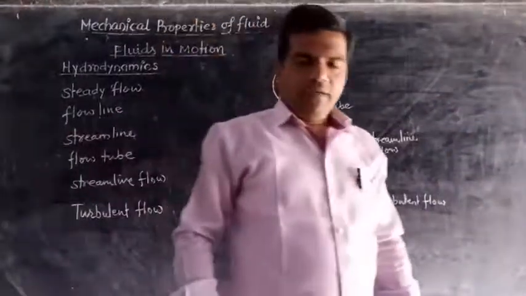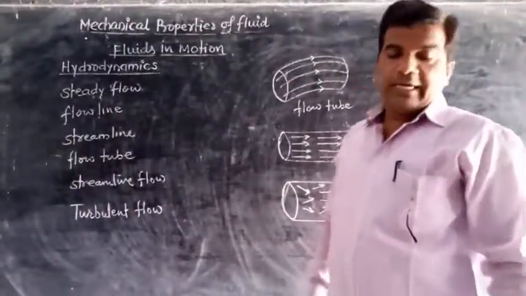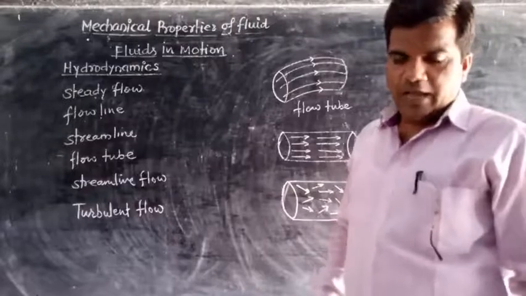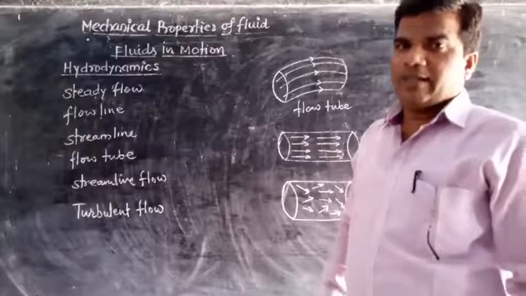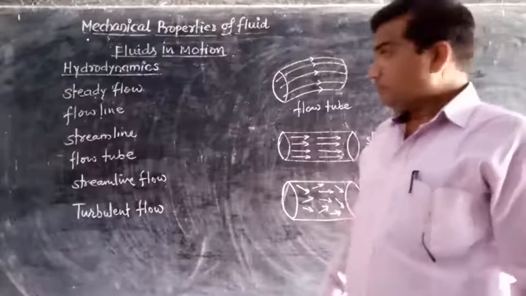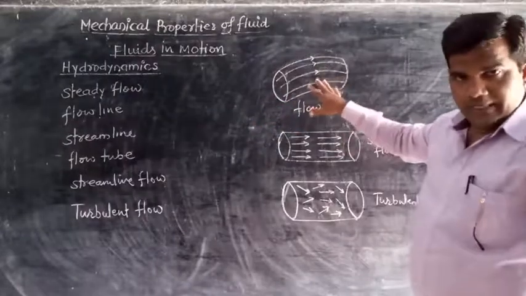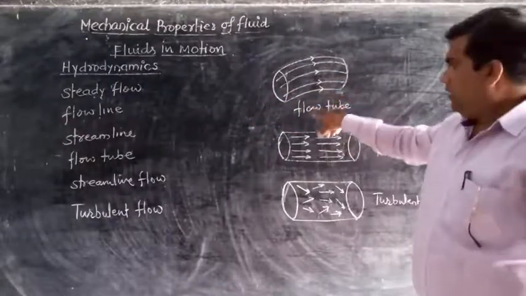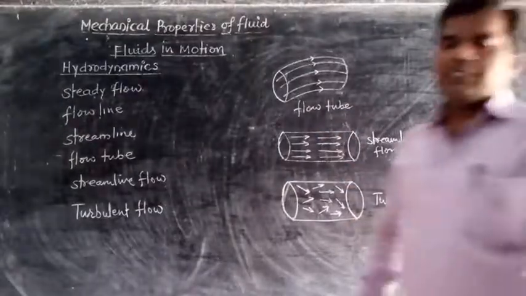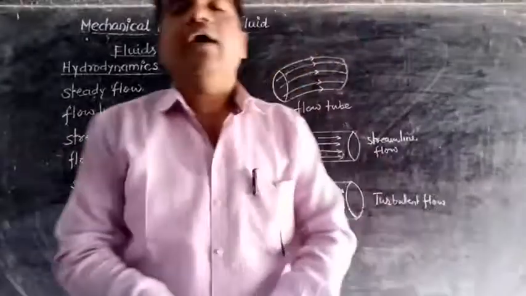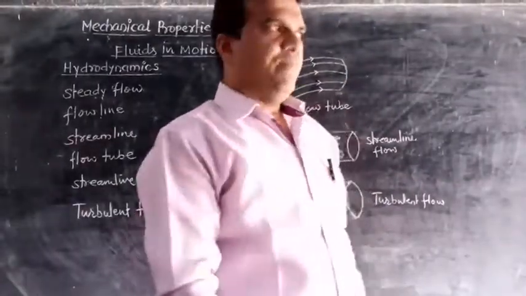A flow of liquid in which every particle is moving in different directions and the velocity is greater than critical velocity is called turbulent flow. So these statements can be understood by using this diagram, that is flow tube, this is streamline flow and this is turbulent flow. And next we see the critical velocity and Reynolds number. So what is critical velocity and what is Reynolds number? Now we see.